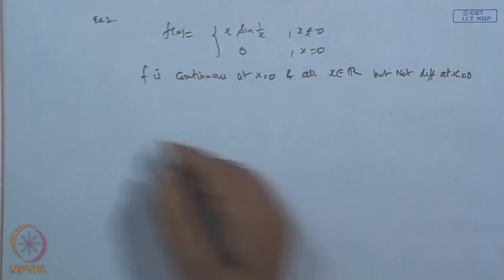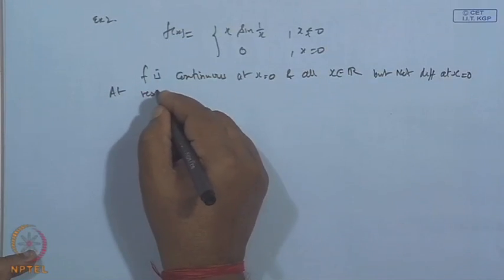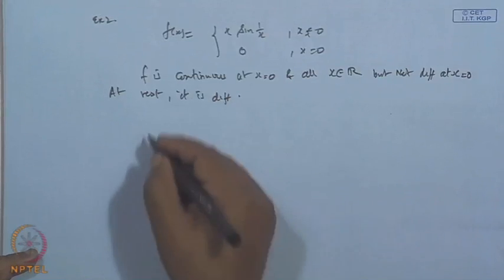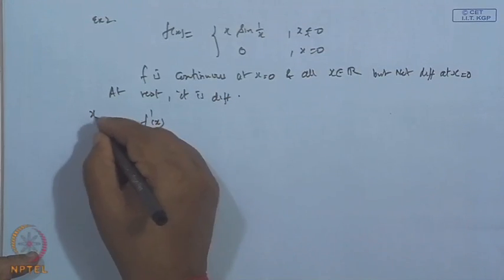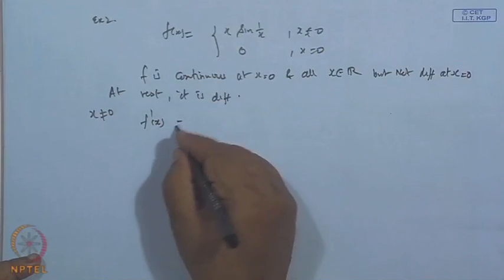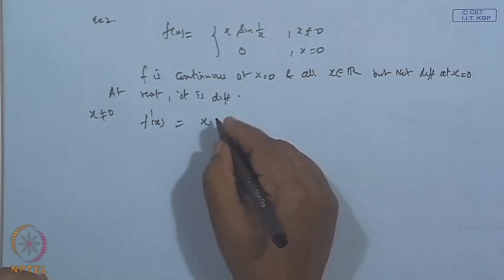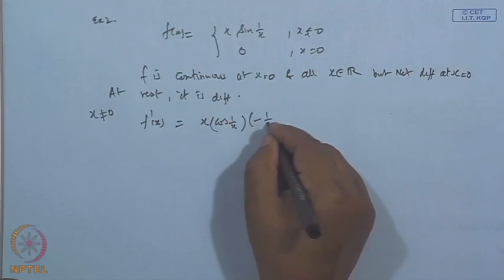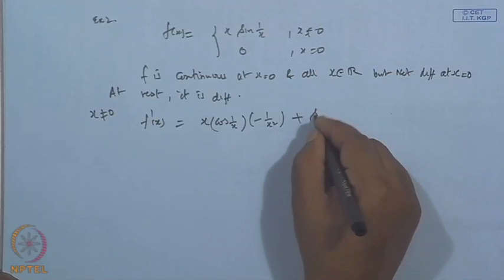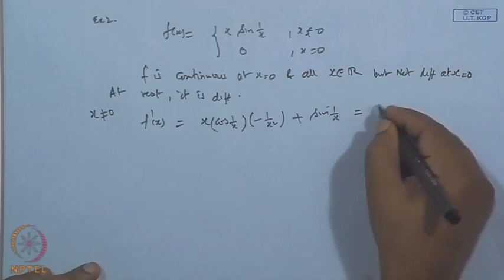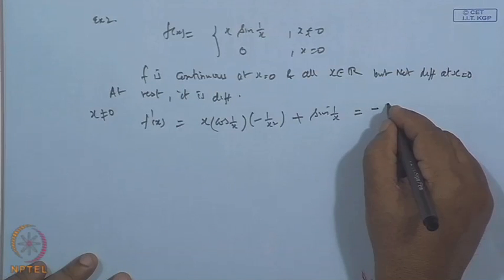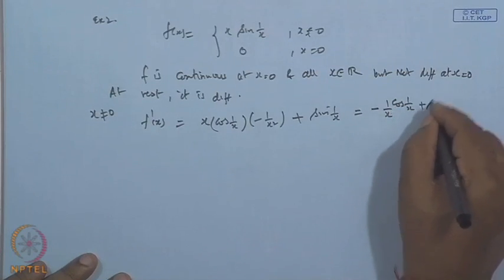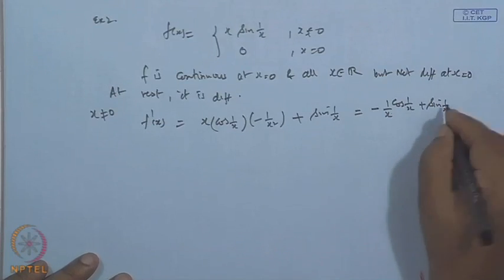It is differentiable at the rest of the points, because when you take the derivative for x different from 0, you can just apply the formula. First function x, derivative of this is cos(1/x) into minus 1/x square, then plus sin(1/x). So, the derivative will come out to be minus cosine(1/x) divided by x and then plus sin(1/x), when x is different from 0.